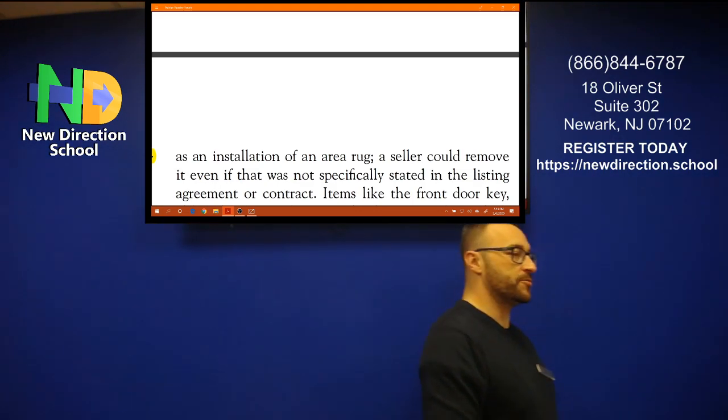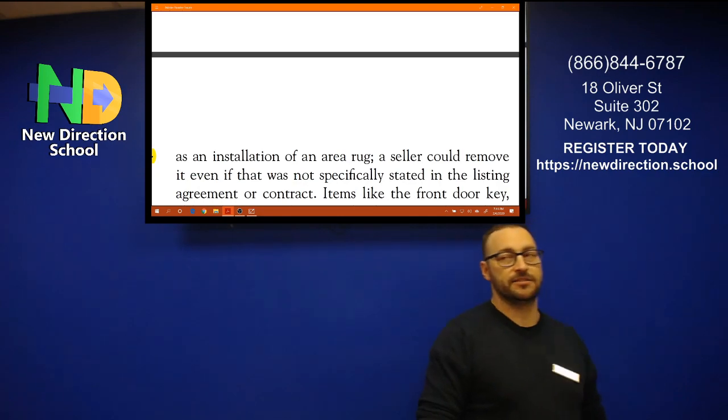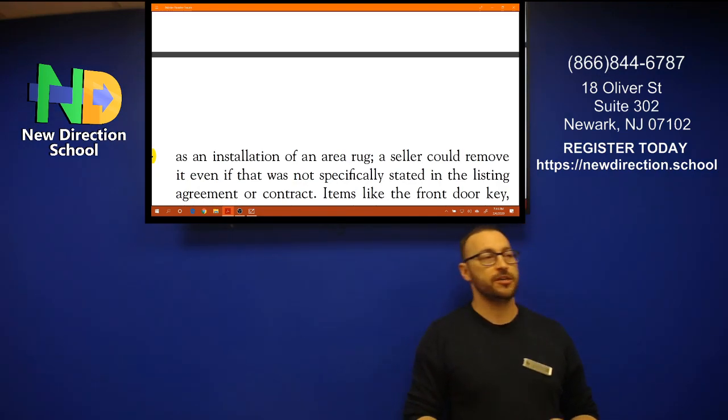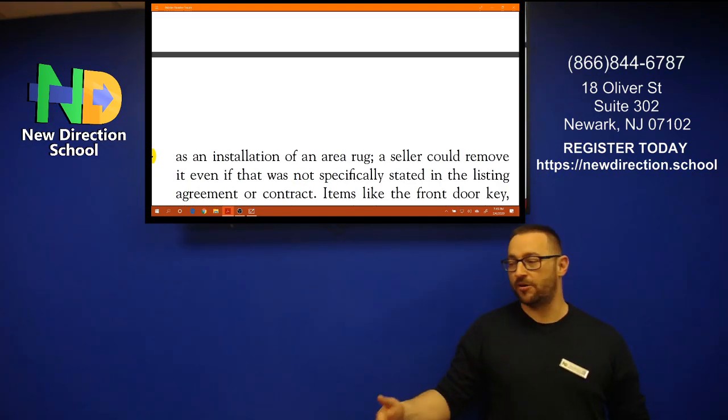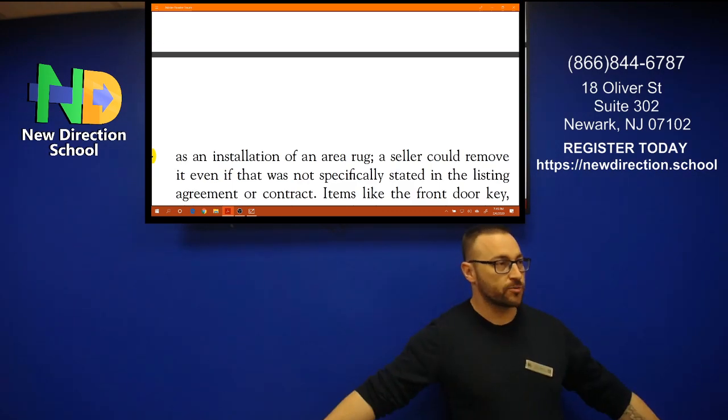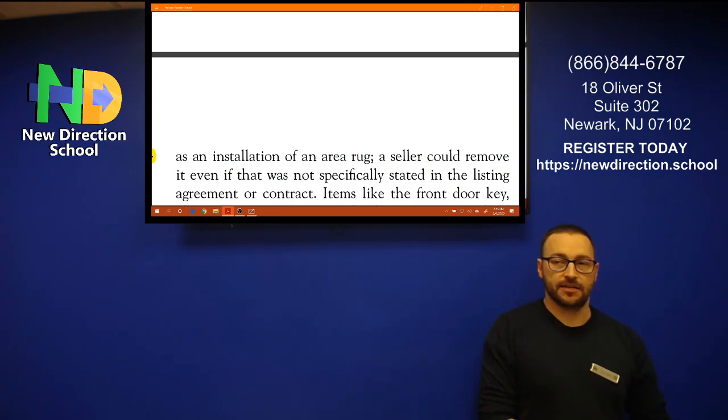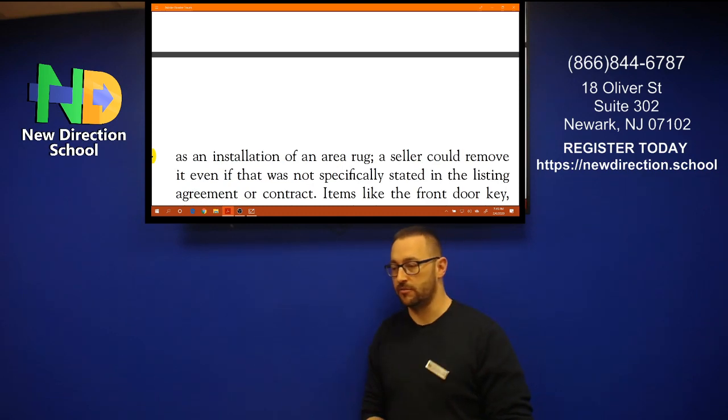So you need to know Maria: the method of annexation, the relationship of the parties, the intention of the party annexing the item, so putting the wall-to-wall carpeting. You guys got it? And the adaptation of the article.